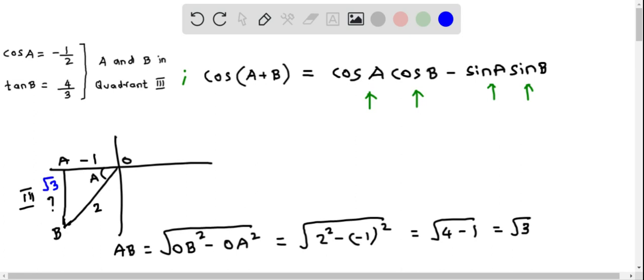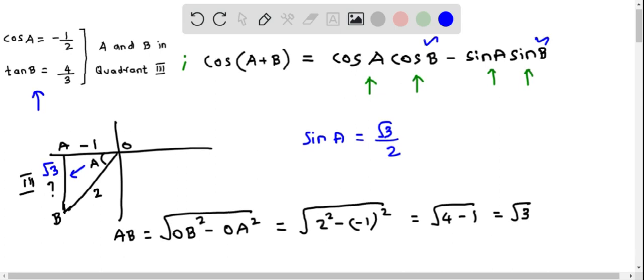And this means we can determine sine A. Let me write down sine A. This equals opposite side to A, which is root 3, divided by hypotenuse, which is 2. So we just found the value of sine A equals root 3 over 2. So we now need cos B as well as sin B. We will determine them by constructing the right triangle for the angle B using tan B equals 4 by 3.